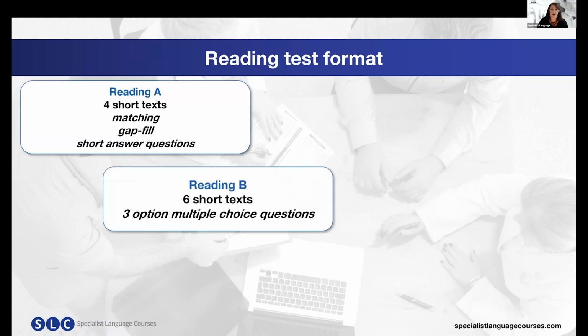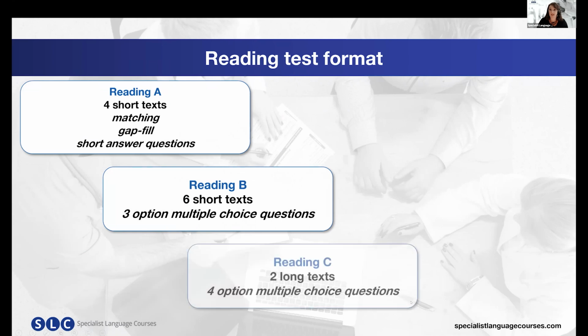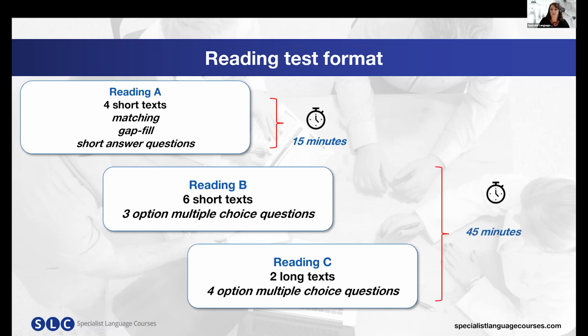Part A will be 4 short texts, and you have a matching gap fill or short answer question tasks. Part B, you have 6 short texts with 3 option multiple choice. And part C, that we're going to talk about today, you have 2 longer texts and 4 option multiple choice questions. Part A is 15 minutes, and then part B and C is 45 minutes. So you have 1 hour in total for the reading part of OET.